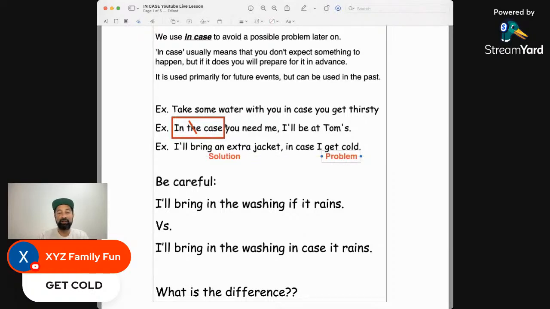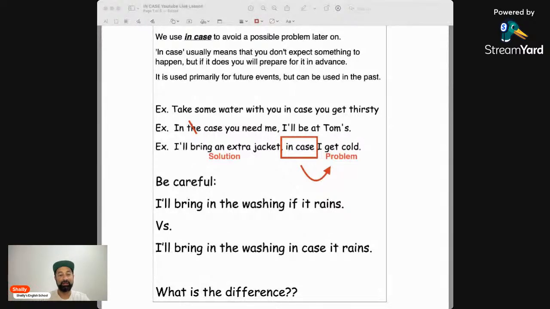So, if you notice, whenever I'm using in case, after in case is when I introduce the problem. Okay, so one more time. After in case is when I introduce the problem. So in case, and then we've got our problem. All right, so always put the problem after in case. So I'll bring an extra jacket in case I get cold. So maybe I will get cold. How will I prepare? I'll bring an extra jacket.